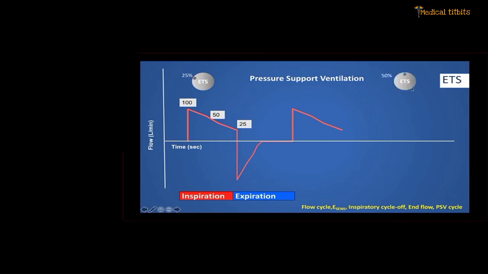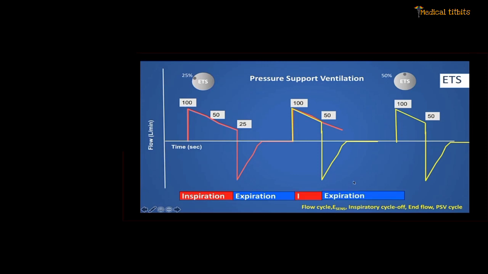Now, if I change the expiratory trigger sensitivity to 50%, what happens is, by the time the flow reaches 50% of its maximum value, it cycles. So what happens here is effectively the expiration time is prolonged. Otherwise, pressure support ventilation is initiated by the patient, limited by flow, and then cycled by flow.